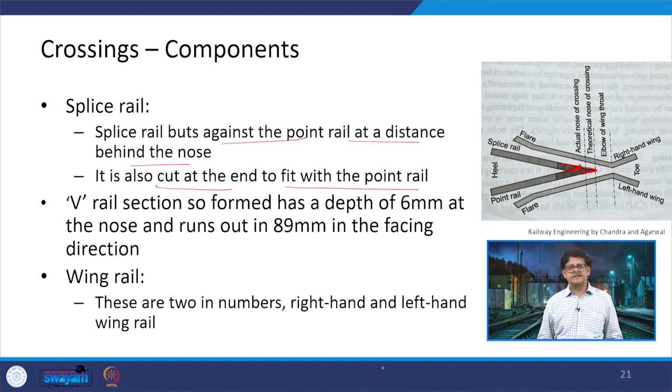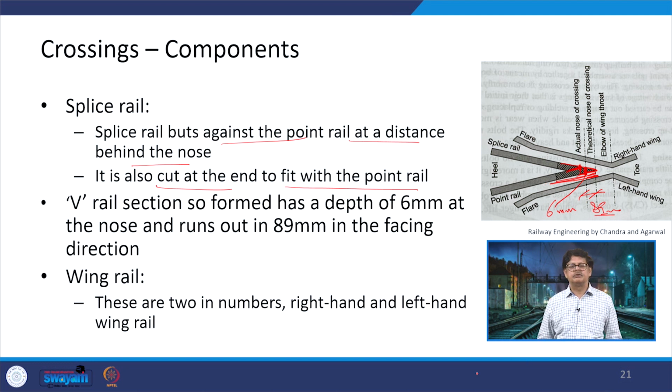Now, this V rail section has a depth of 6 mm at the nose and it runs out in 89 mm in the facing direction. So, if it is being cut here at this point, the thickness is 6 mm, but otherwise it would have run for 89 mm. This V section which we are talking about is going to run for 89 mm in this direction.